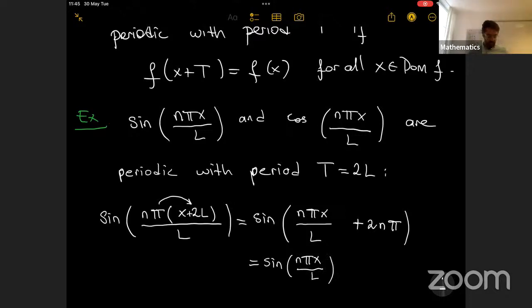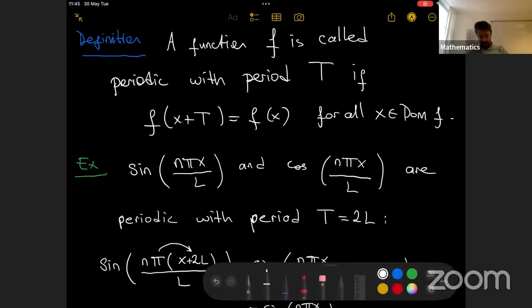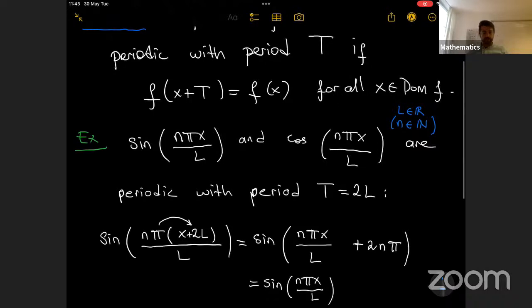Maybe I should say here n is a natural number, like 0, 1, 2, 3, and so on, and L is an arbitrary real number. These functions are especially important. Later we will use it.